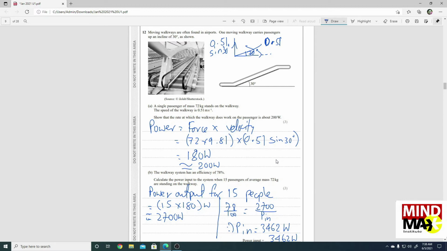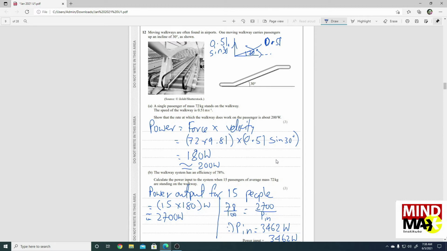So m into g gives us the weight, and the velocity of the person is mentioned here, but it's important to understand that the elevator is taking him at an angle of 30 degrees to the horizontal, right? Lifting up at an angle of 30 degrees to the horizontal. So we have to take the vertical component of the speed, right? So the vertical component of speed is actually 0.51 sine 30. So you have to take that because the person is going upwards.